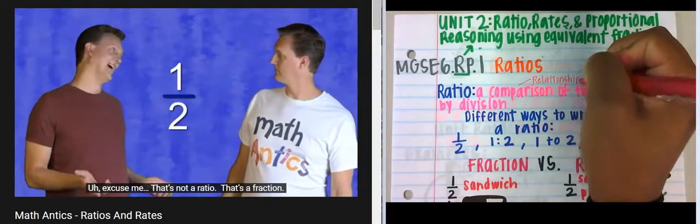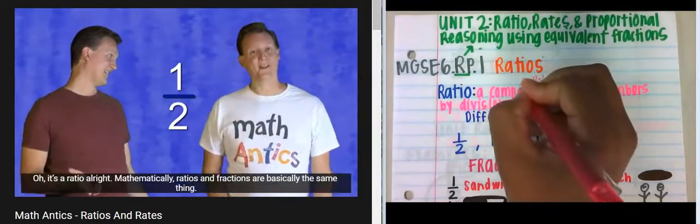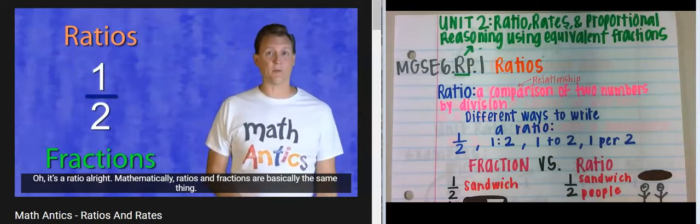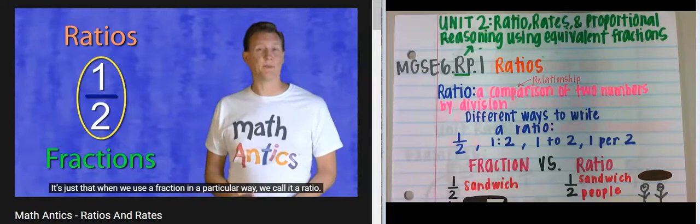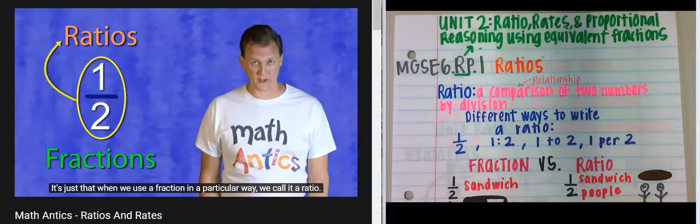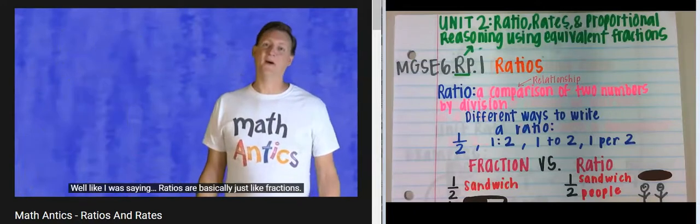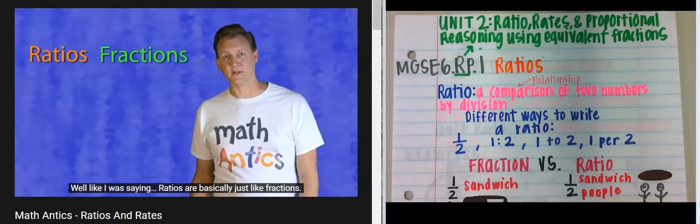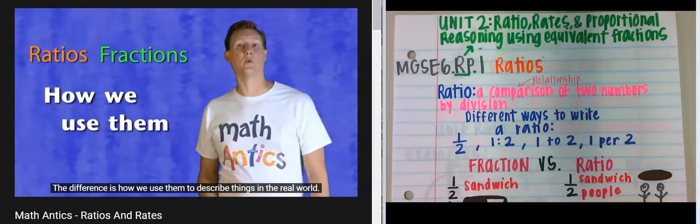Excuse me, that's not a ratio, that's a fraction. Oh, it's a ratio all right. Mathematically, ratios and fractions are basically the same thing. It's just that when we use a fraction in a particular way, we call it a ratio. Well, sure, everybody knows that. Well, like I was saying, ratios are basically just like fractions. The difference is how we use them to describe things in the real world.